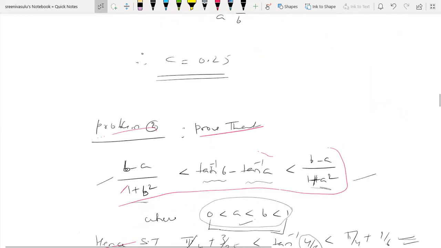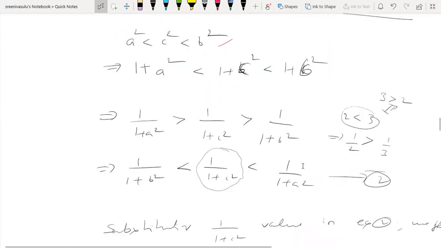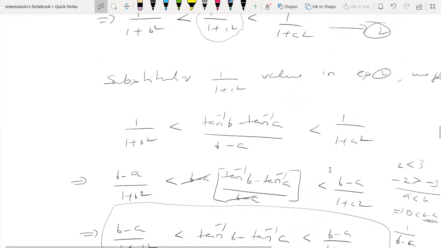Now you observe that in the goal, b minus a is the numerator of the inequality. So we multiply our resultant inequality. This is our resultant inequality. Multiply this inequality by b minus a.